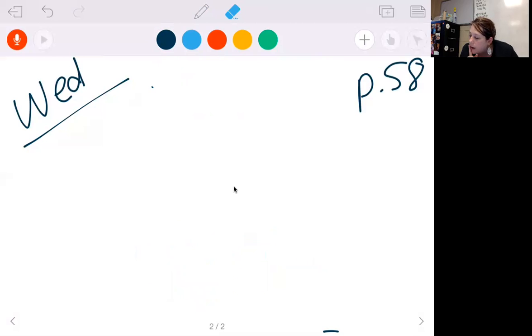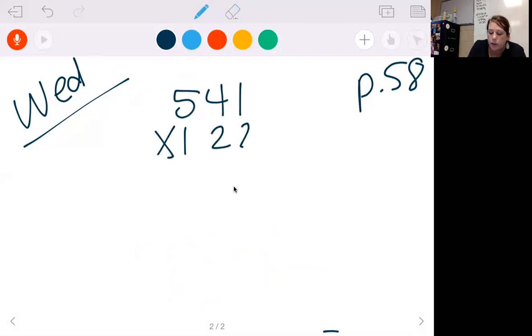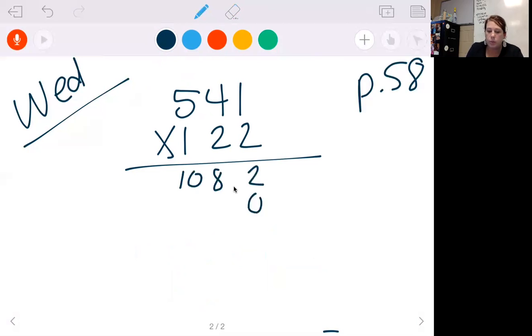Okay, so next, let's do, give me a second, let me find another one. Let's do 541 times 122. Pretty easy one, there's a lot of 1s and 2s. So 2 times 1 is 2. 2 times 4 is 8. 2 times 5 is 10. So I'm done with the 1s. Then I can put my placeholder 0. Then I can go to the next 2. So 2 times 1 is 2. 2 times 4 is 8. 2 times 5 is 10.